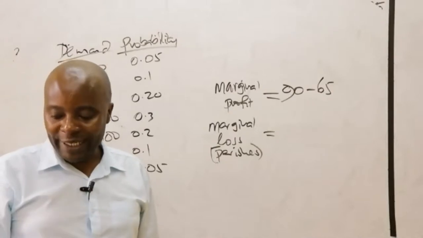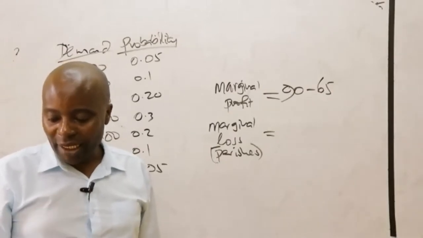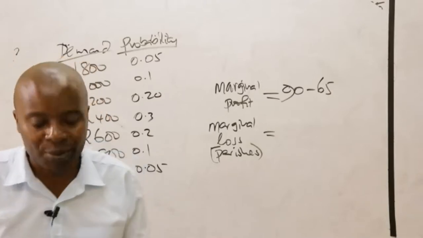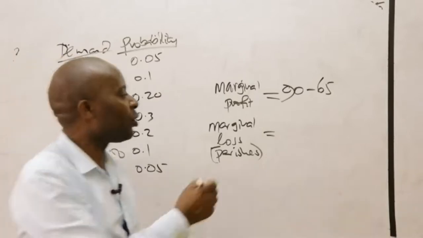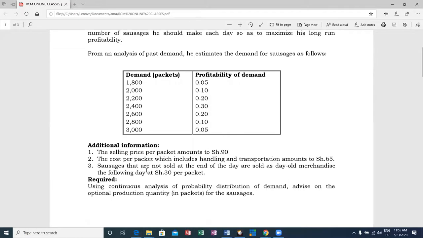Sausages that are not sold at the end of the day are sold as day-old merchandise the following day at a nominal price, a price of 30, minus, of course, the cost. The cost doesn't keep on fluctuating. The person who is selling you these sausages does not care whether you're going to perish with them or not. So 30 minus 65, that gives us what here?